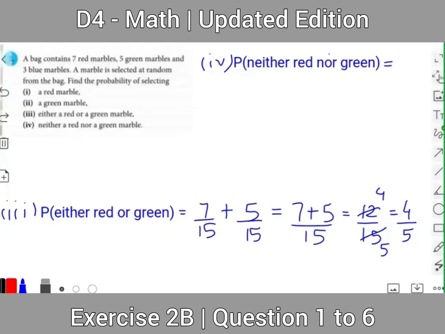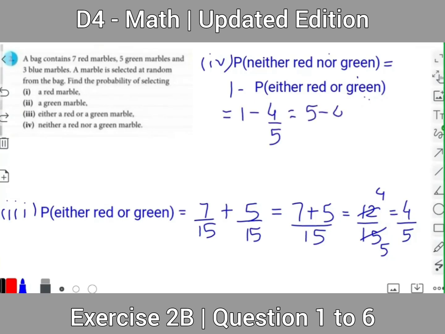Part 4, we have to find out the probability of neither red nor green. For this, we will subtract the probability of either red or green from 1. From part 3, we found the probability of either red or green, which was 4 over 5. So 1 minus 4 over 5 equals 5 minus 4 over 5, and it will be equal to 1 over 5. So the probability of neither red nor green is 1 over 5.